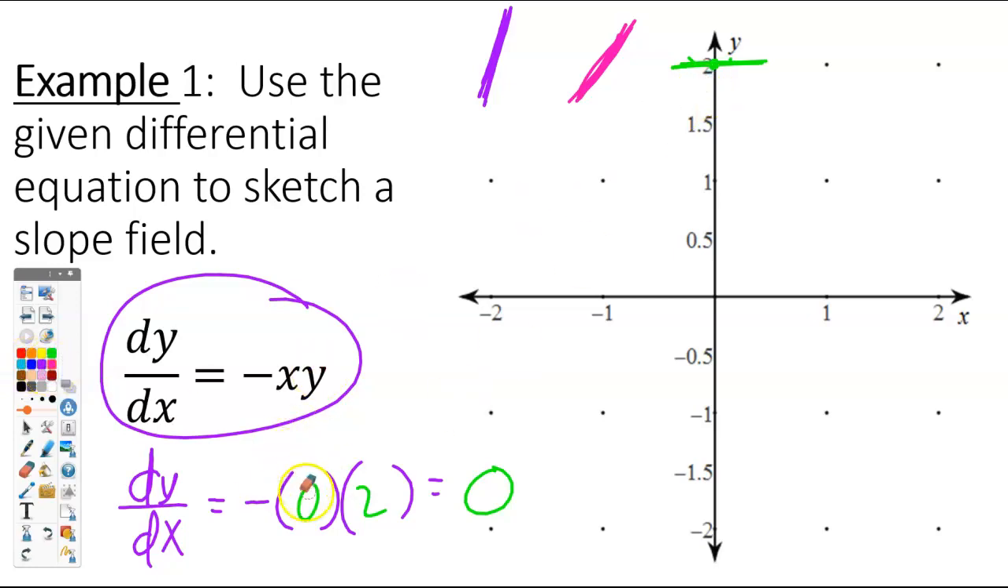All right, let's do another one. Let's do the next one to the right. So this point. That point is over 1, up 2, right?